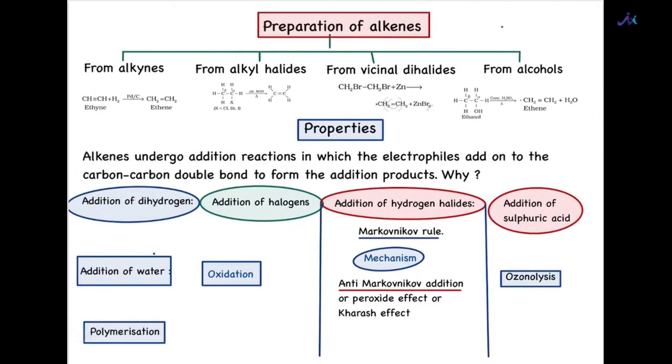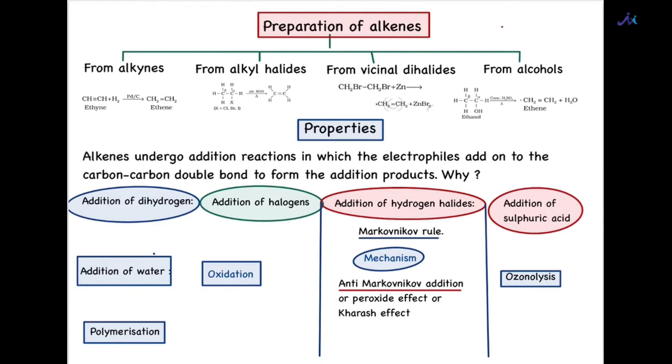4 different methods of preparation of alkenes are shown here. Those methods are from alkynes, from alkyl halides, from vicinal halides, and from alcohols. Alkenes undergo addition reactions in which electrophiles add on the carbon-carbon double bond to form addition products. Why it happens and few addition reactions are listed here.